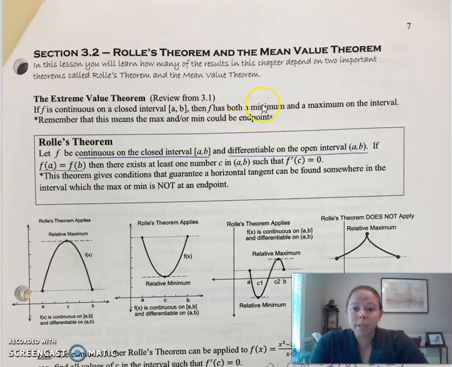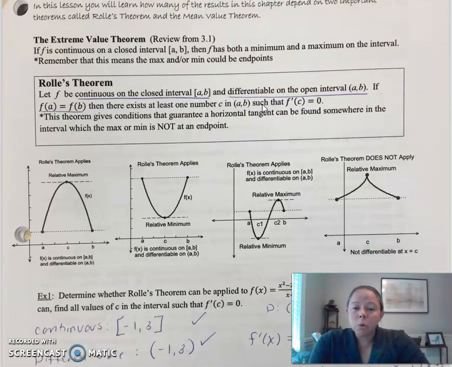Remember to include endpoints. Now, Rolle's theorem says let f be continuous on the closed interval a to b and differentiable on the open interval. If the endpoints equal each other, then there exists at least one number c in the open interval a to b such that the derivative at c equals 0.